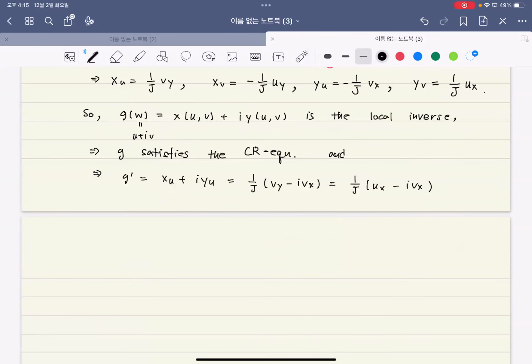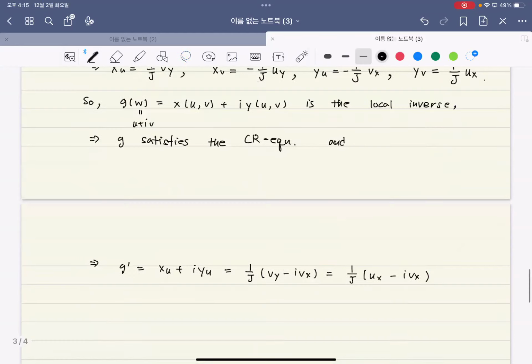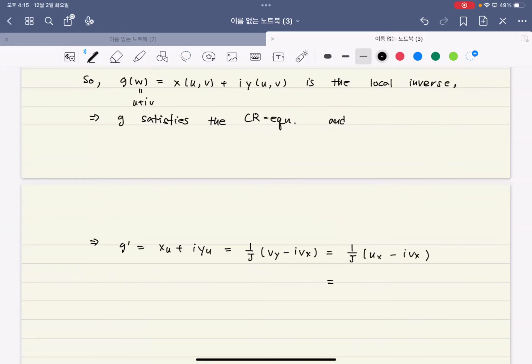What is this? Can I change this into something more familiar? Now I get it. If you multiply the complex conjugate of this to the top and bottom of this fraction, then you can easily see that this must be the same as this one. And this is 1 over f prime.